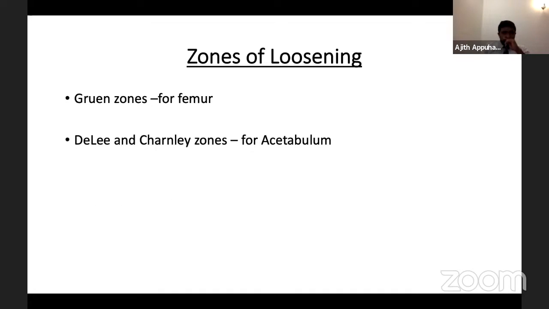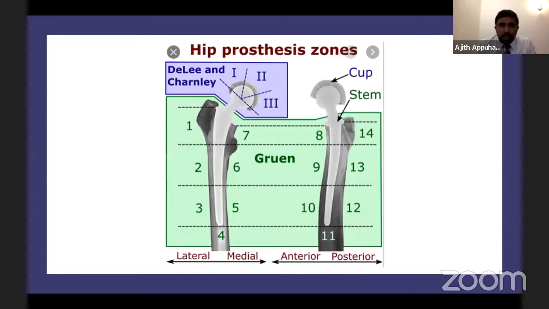So now we'll step into a new area, that is the zones of loosening. It is very important, because in your exam you need to know these loosening zones, because evaluation of radiographic stability by using zonal analysis is important. We explain Gruen zones for the femur and DeLee and Charnley zones for the acetabulum.